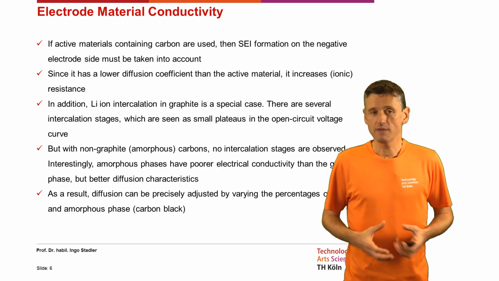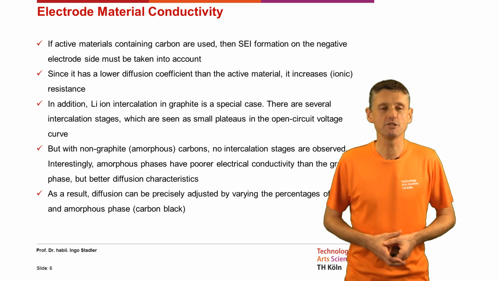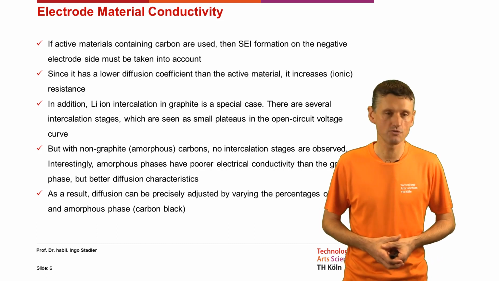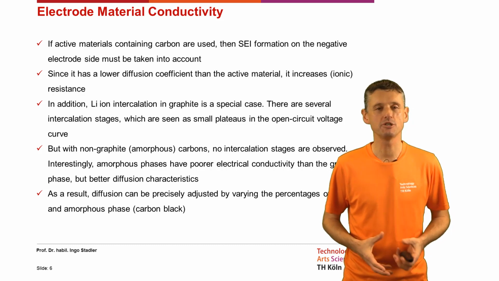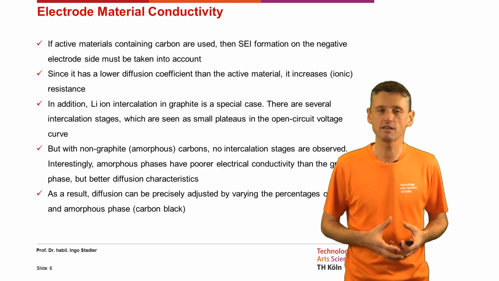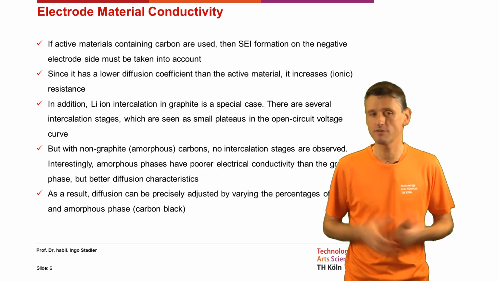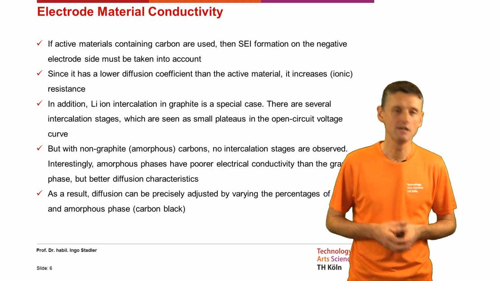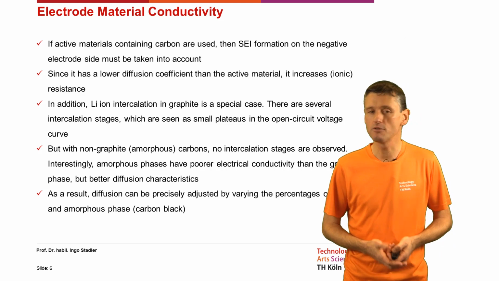In addition, lithium-ion intercalation in graphite is a special case. There are several intercalation stages, which are seen as small plateaus in the open circuit voltage curve. But with non-graphite amorphous carbons, no intercalation stages are observed. Interestingly, amorphous phases have poorer electrical conductivity than the graphite phase, but better diffusion characteristics. And as a result of that, diffusion can be precisely adjusted by varying the percentages of graphite and amorphous phase, carbon black for example.